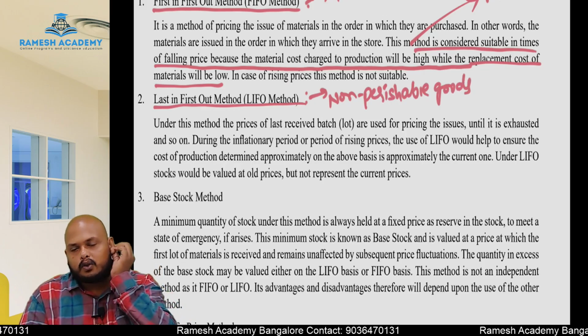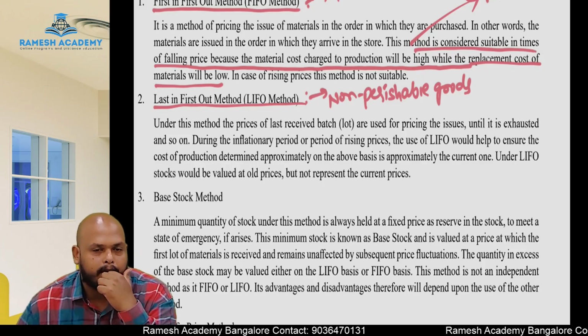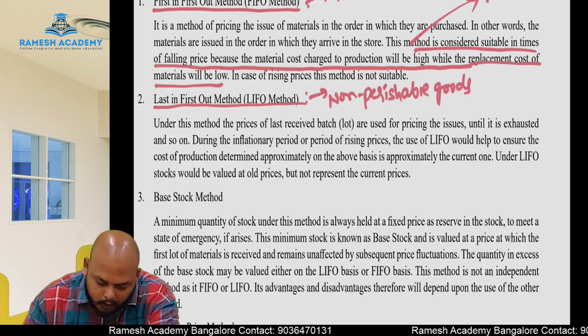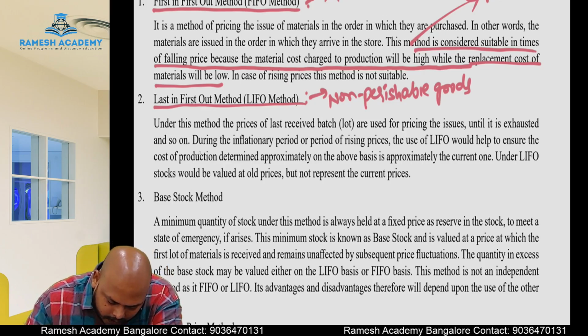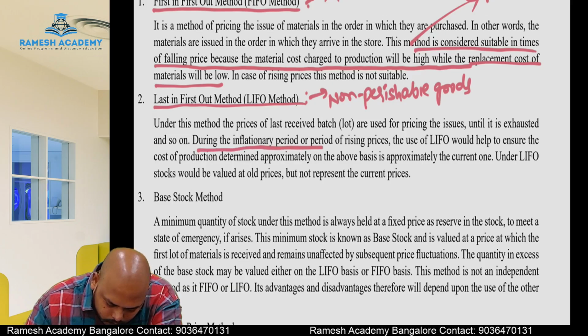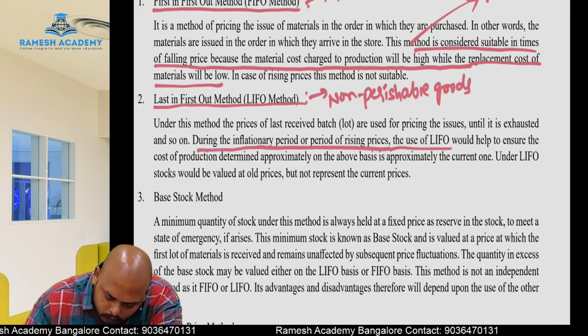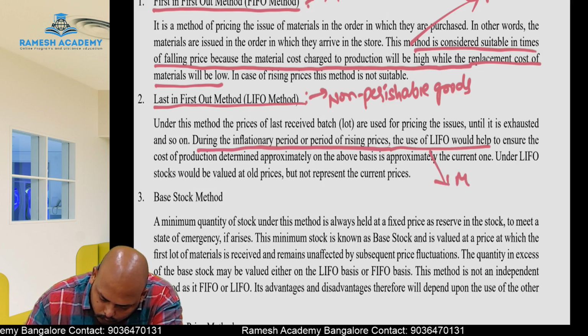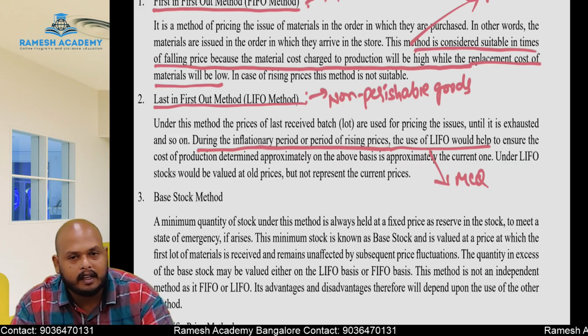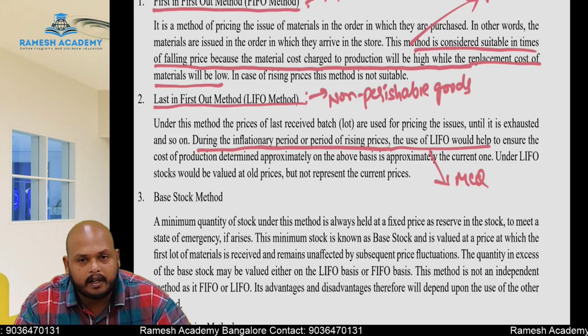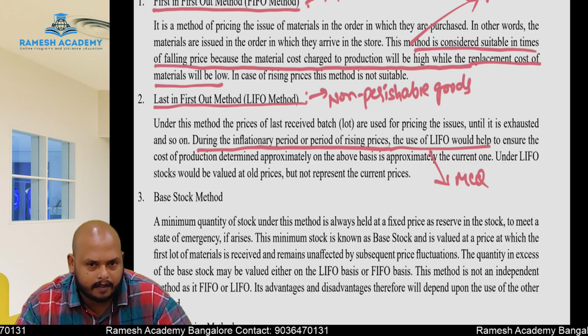Last in first out method is suitable for what? Non-perishable goods. Non-perishable goods, and that too this method is suitable in the case of increasing prices. Last in first out method. MCQ questions are frequently asked in the exam. During the period of increasing prices, this method, last in first out, is suitable.